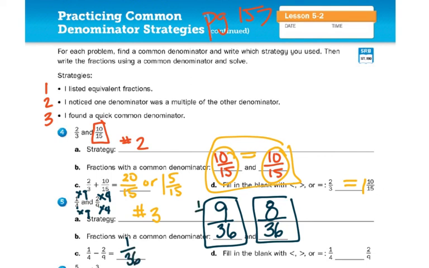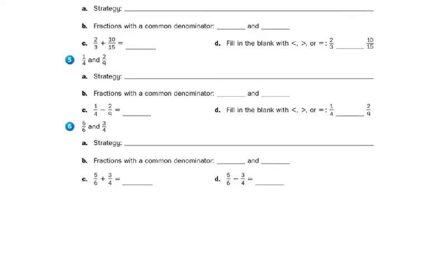I know that, remember, this is the same as 1/4. This was the same as 2/9. So this one is greater than 2/9. We will not worry about finishing the rest of this journal page.